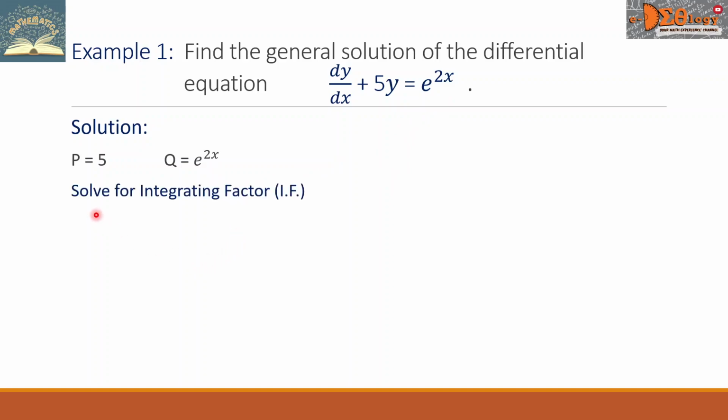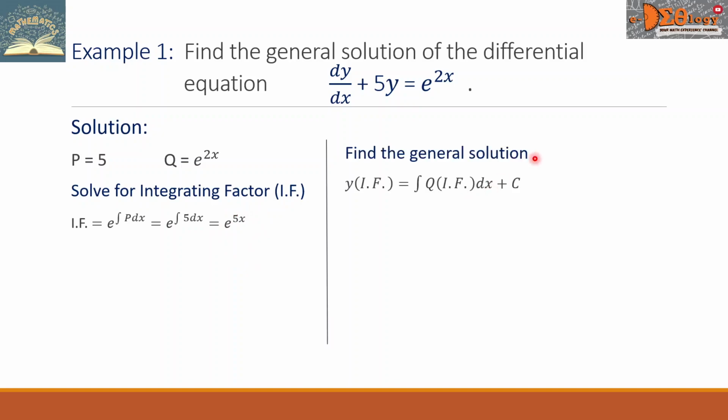And then let us solve for the integrating factor, the IF, using this formula, e raised to the integral of P dx. Our value of P is 5, so we will have this e raised to the integral of 5 dx. When we simplify this integral of 5 dx, we have this e raised to 5x. This is our IF.